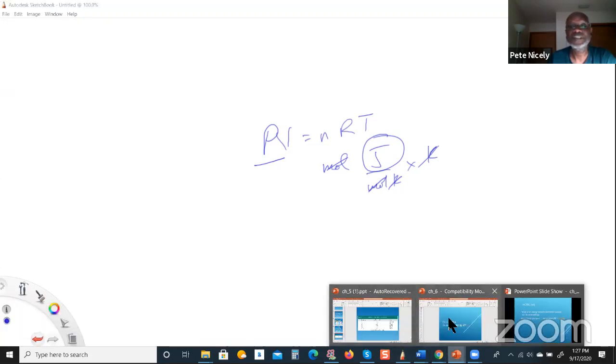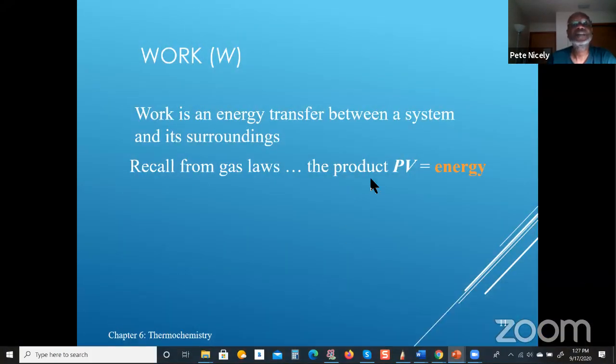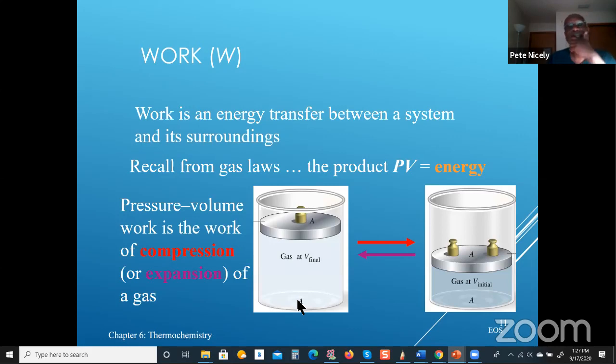So let me go back to the PowerPoint here. Okay, so that's why it says here PV is equal to energy, all right? So we can apply this to this particular system right here. So imagine, if you will, you have a gas trapped in this vessel right here. You have a movable plate right here, which is not affected by friction. So you can easily slide the plate down and up.